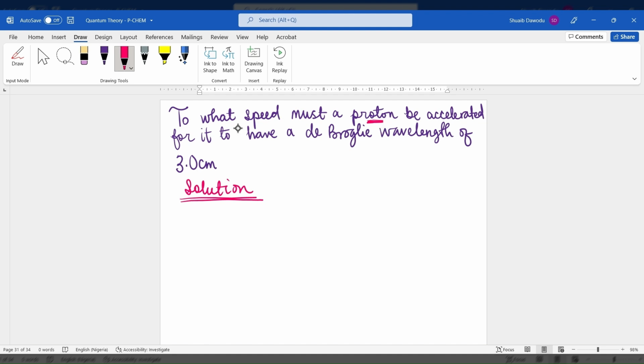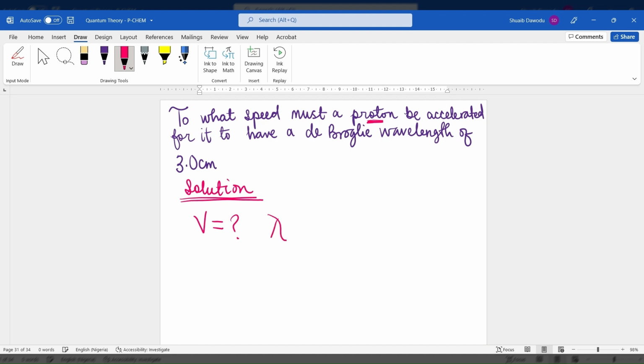So I would just want to say this is from chapter 7A of the textbook, where we're going to be dealing with quantum theory and quantum mechanics. So yeah, that's the main thing. So, to what speed must a proton be accelerated for it to have a de Broglie wavelength of 3.0 centimeter? So, what we are asked to solve for is the speed.